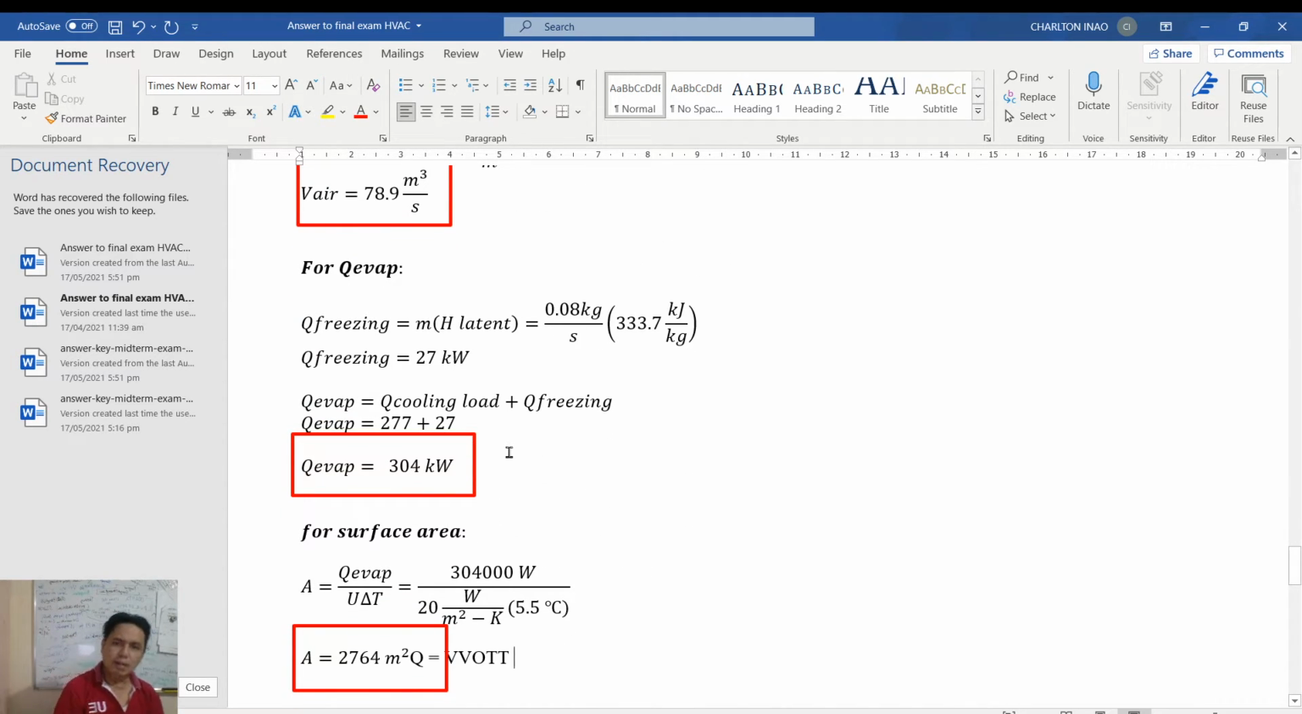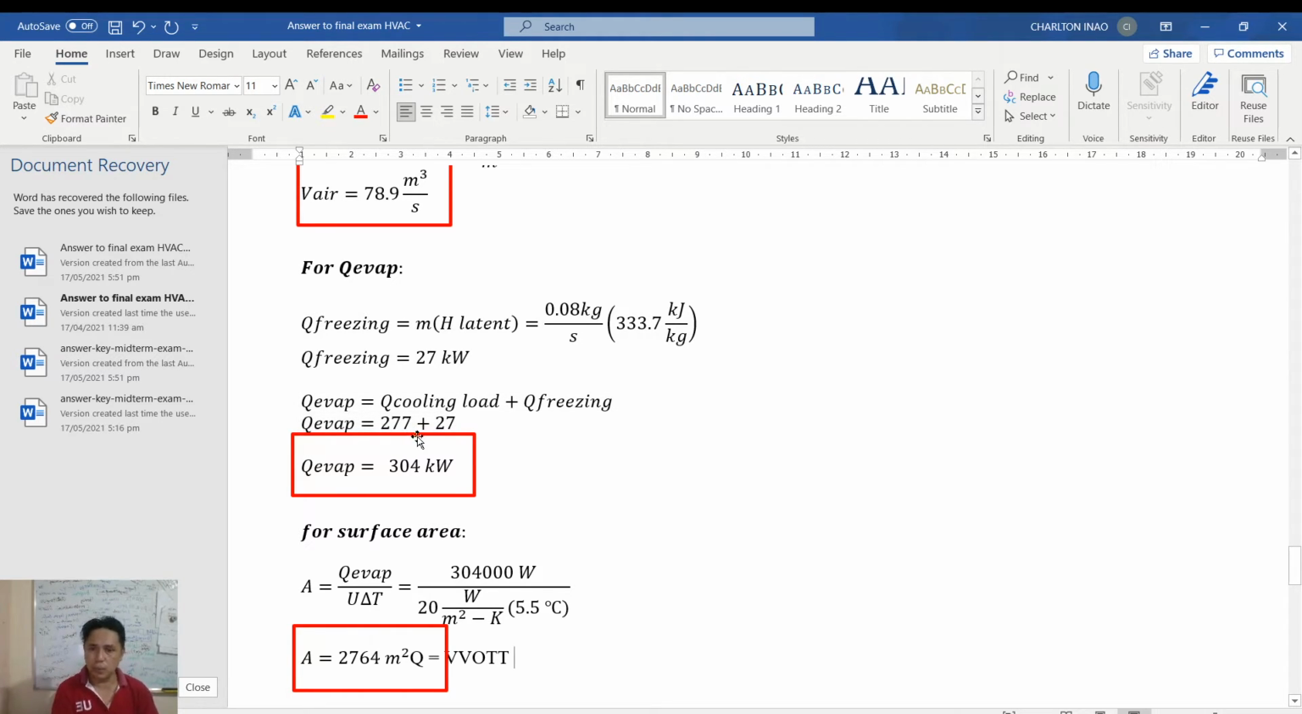So Q freezing is 0.08 kilograms per second. That is our flow rate, and we have this flow rate of 0.08 kilograms per second times 333, or the latent heat of fusion, let us say 333 or 335, we're going to end up with 27 kilowatts. And then Q evaporator is the Q cooling load plus freezing.